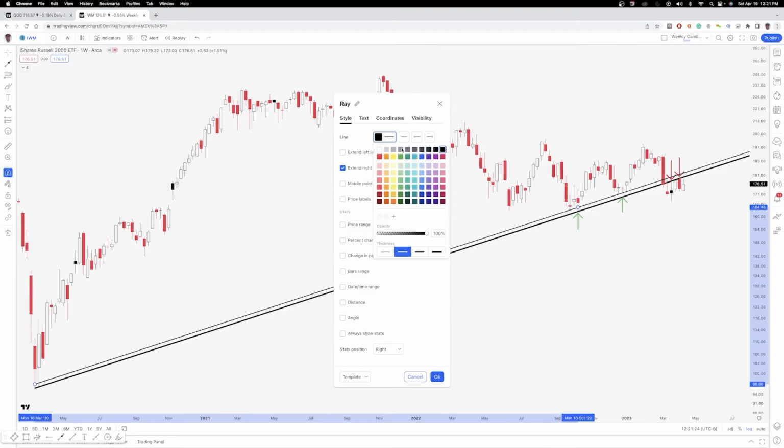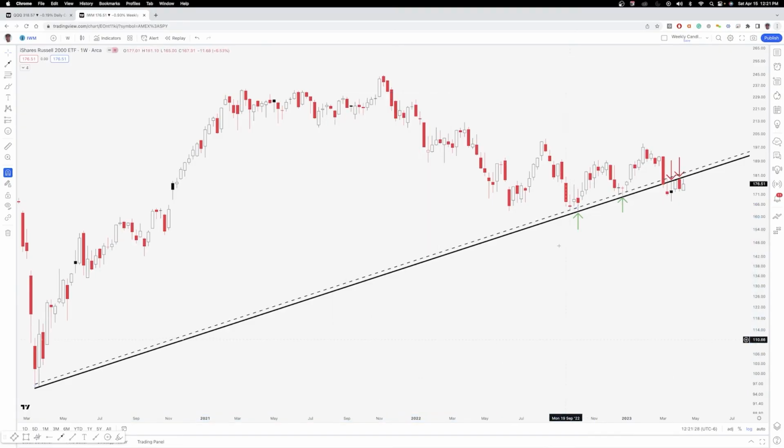I'm changing the width. I'm changing this to dashed since it's more of an area where price hasn't respected perfectly. That's why it's dashed. And then you can see price has respected this area multiple times. And then once we broke down, this area then acted as an area of resistance. So support back in October of 2022, December of 2022. We finally break down in March of 23.